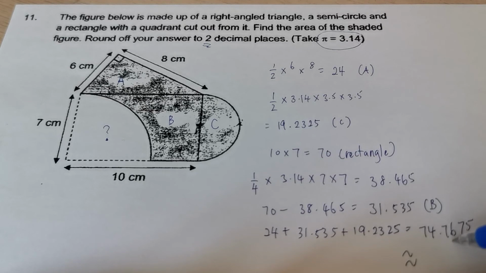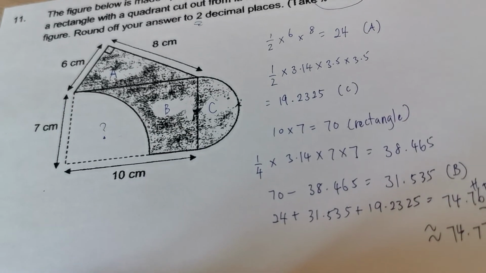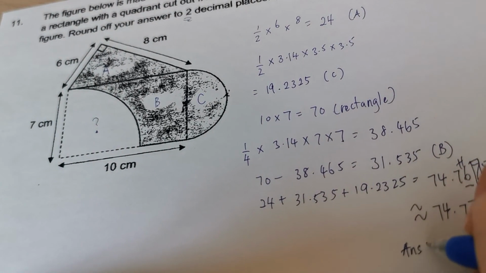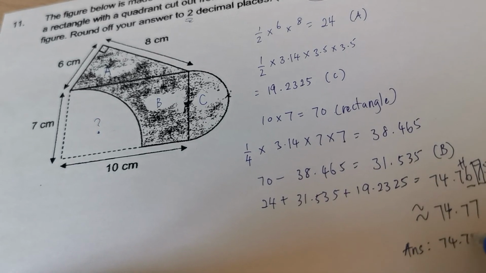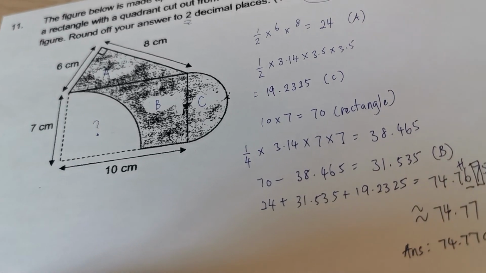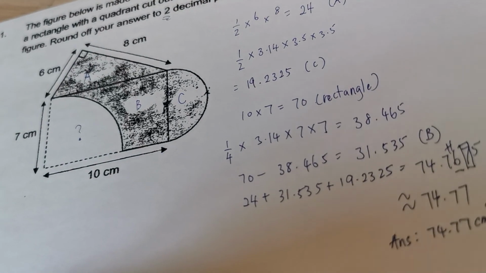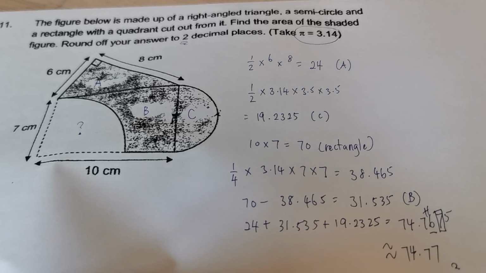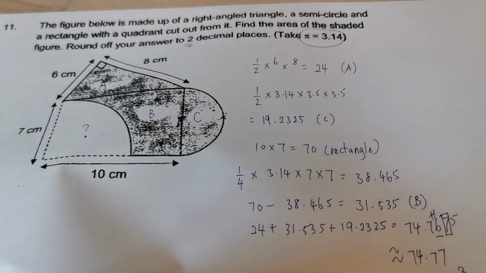Remember, this is your second decimal place. You've got to underline this and box this up. 56789 plus 1. So the answer is 74.77. Final answer. Don't forget your unit, 74.77 cm squared. Okay, saw that? So this is how we do the question. Do you understand now?